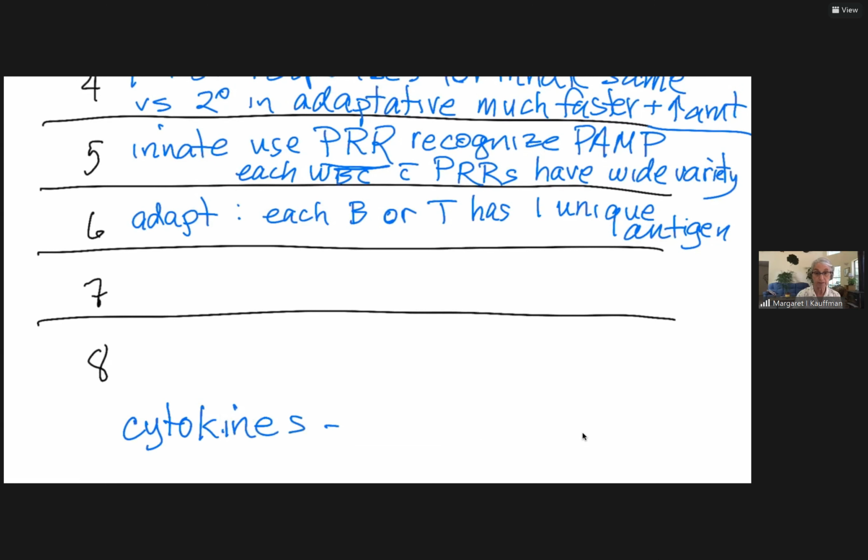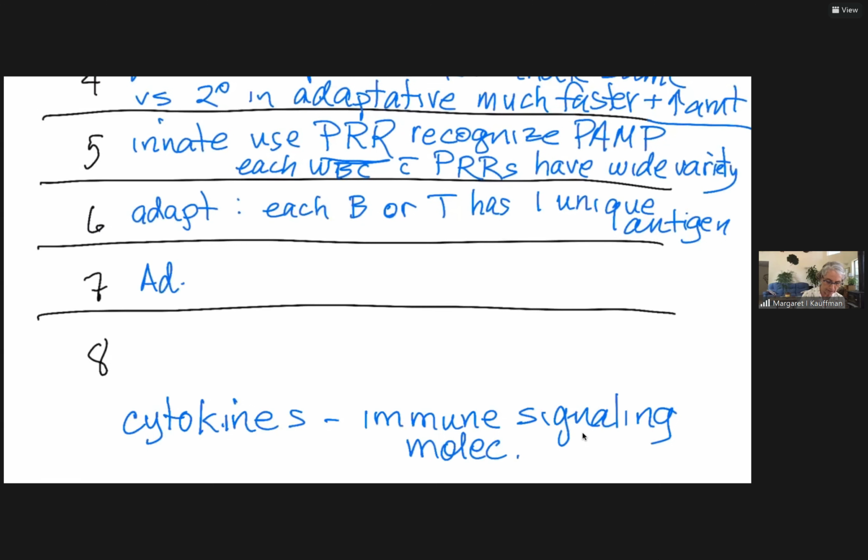Cytokines are signaling molecules where one part of the immune system talks to either another immune cell or often the liver or another part of the body, which gets it to mount an immune response. So these are immune signaling molecules. Now, they both use them, but in particular, the adaptive is very good at using these to enhance the innate. So we're going to put that down.